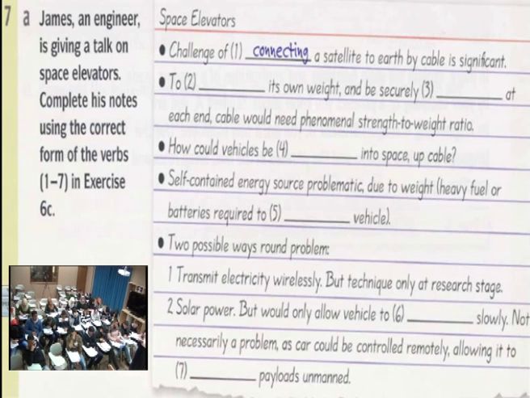The first technique is only in the early stages of research. The second would allow the vehicles to ascend only very slowly, though this wouldn't necessarily be a problem. A car could be controlled remotely, allowing it to transport payloads as unmanned vehicles.